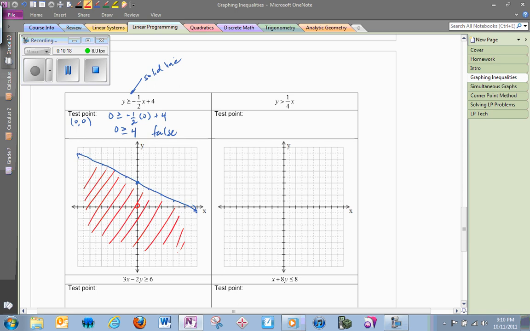Next one. Hopefully you've noticed that this is a dashed line.